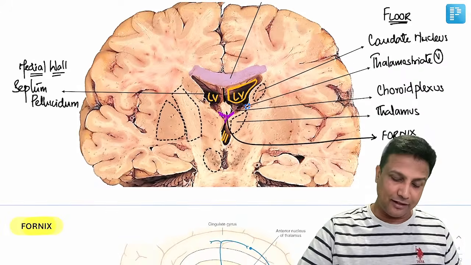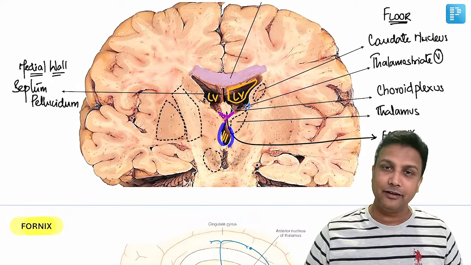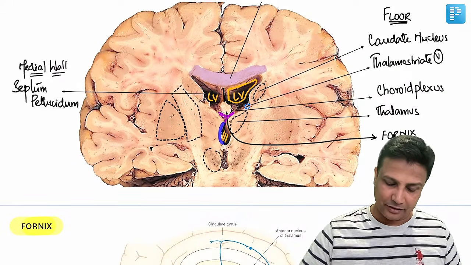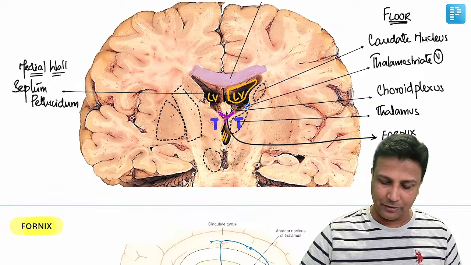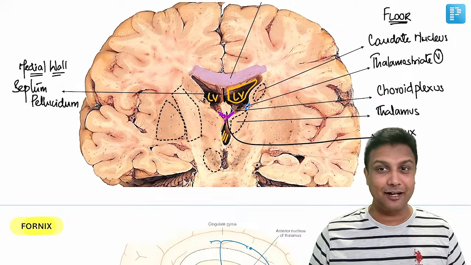I told you very clearly in this diagram, this one here will be the third ventricle. And what is there on either side of the third ventricle? What is forming the lateral boundary? That is the thalamus here. And below the thalamus, of course, there will be hypothalamus. Makes sense. Lateral boundary is done.